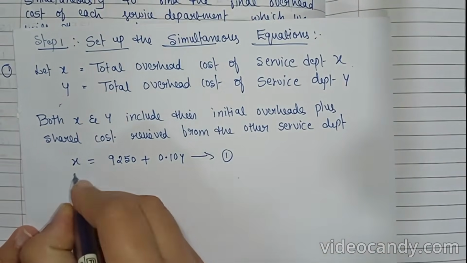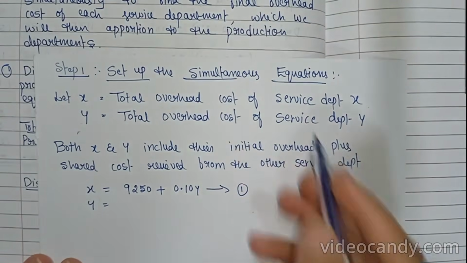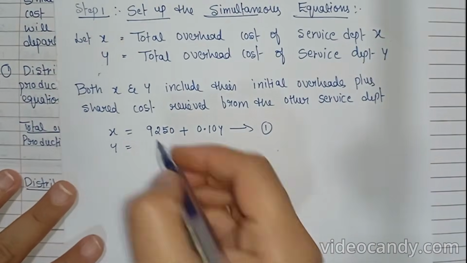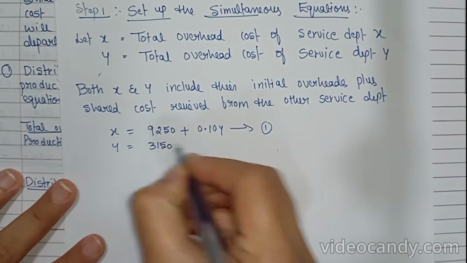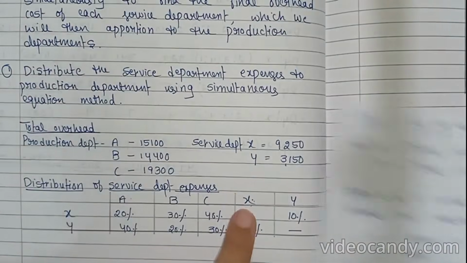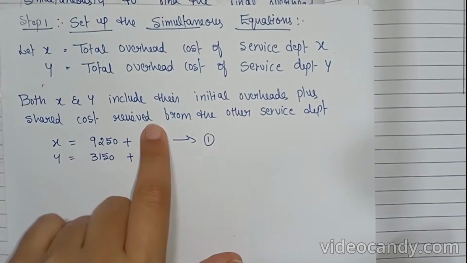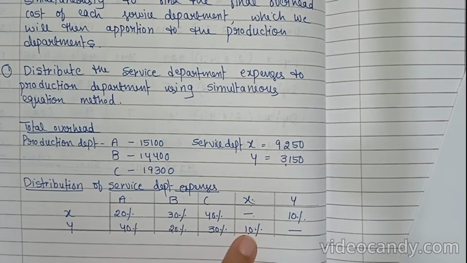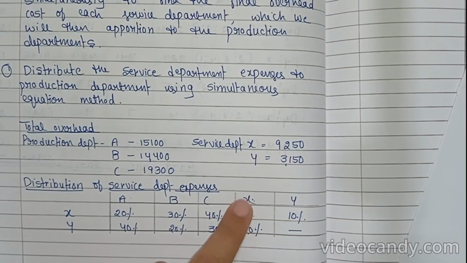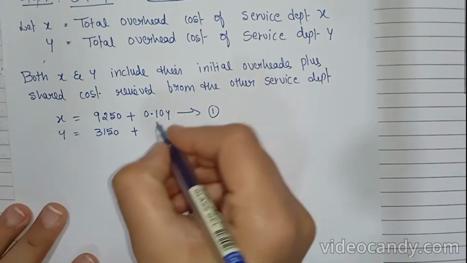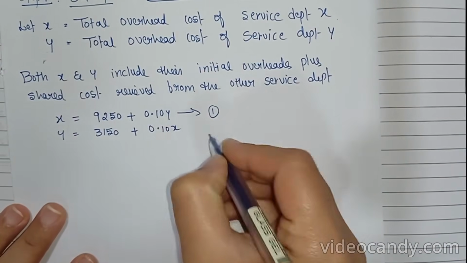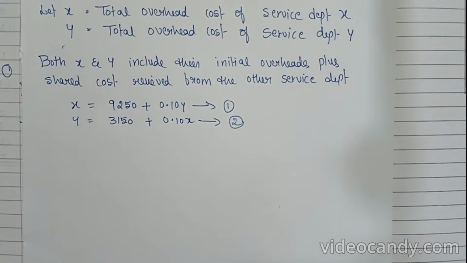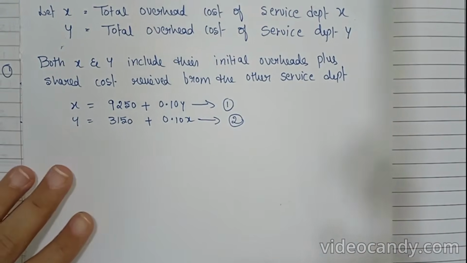Clear? Now y. Y means what? Total overhead cost of service department y. Initial overheads 3,150 plus shared cost received from other service department, that is 10%. Again 10% received from X department. So 0.10x. This is equation 2. Clear? Till here it is clear, right?